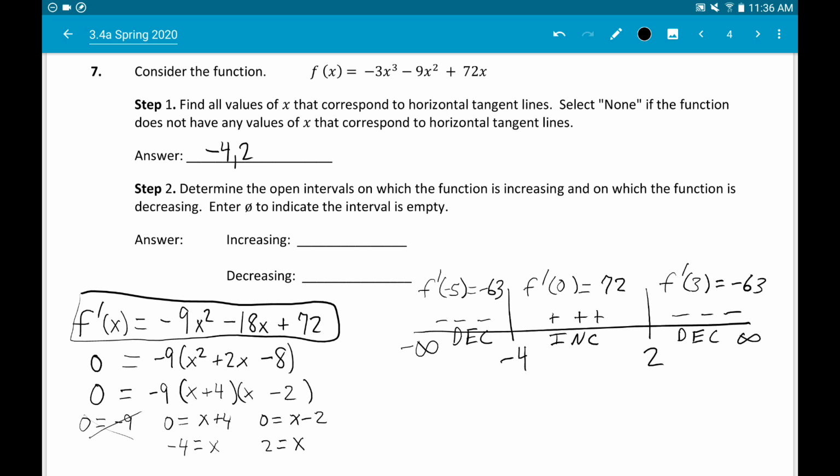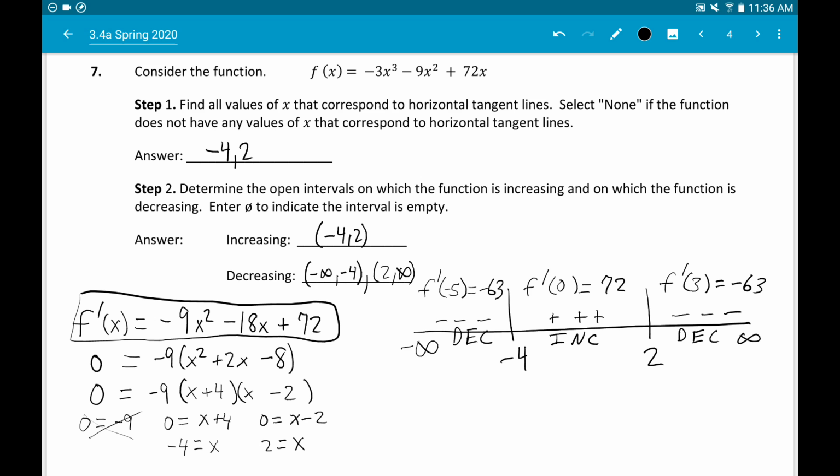Alright, so there's one increasing interval in the middle between -4 and 2. There's 2 decreasing intervals, one on the far left from -infinity to -4, and another one on the far right from 2 to infinity. Again, just put a comma in between separate intervals. And there we go.